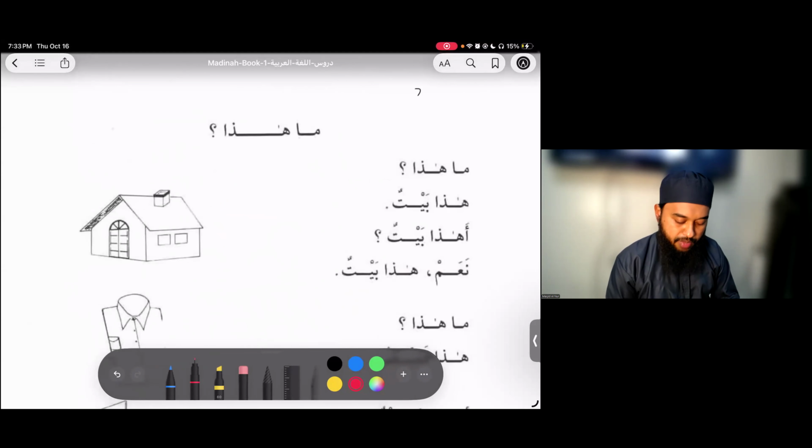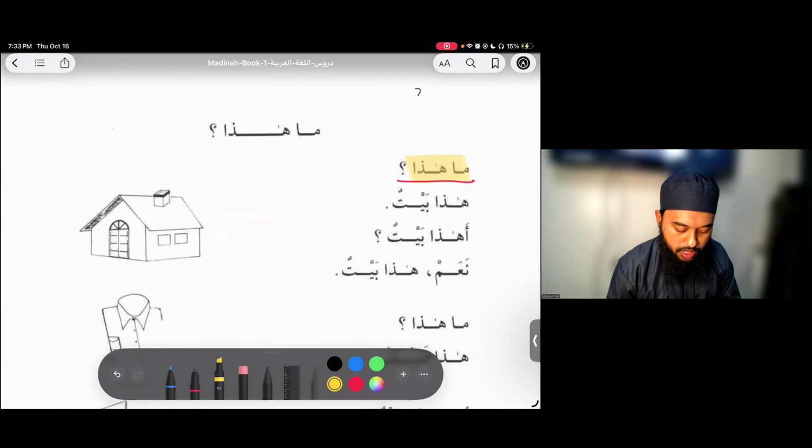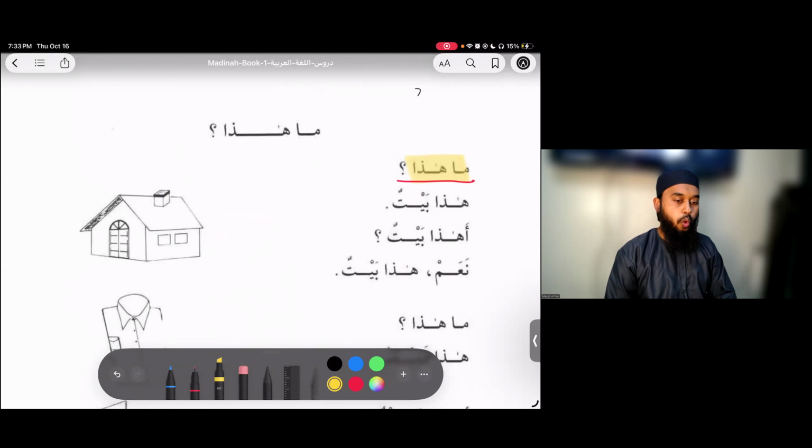If you add a ma before it, ma hada, as you can see the question mark, ma in the Arabic language means what? Ma. Not ma'un, that's water. Ma. So, ma hada. What is this? That's exactly how you say what is this in Arabic. Someone is showing you something, you do not know what that is. You're like, ma hada. Someone is misbehaving and you're trying to tell that child, what is this? You could also say ma hada for that.